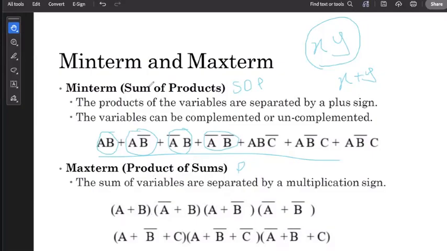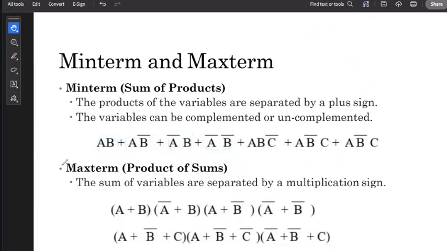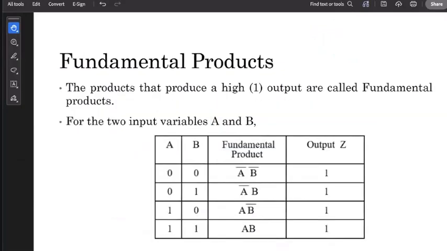And the other terms we use for this are called min term and max term, which I can show you from the next slide. Why these are called min term and max term is mainly because of the word fundamental product. Fundamental product means generally if there is a product, A and B multiplied, if there is a product which can produce a high output, they are called fundamental products.